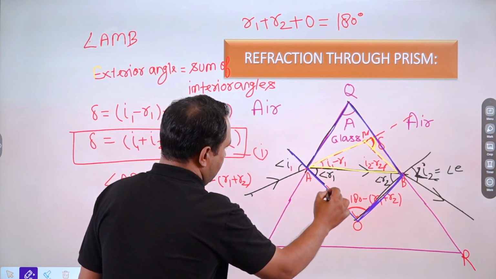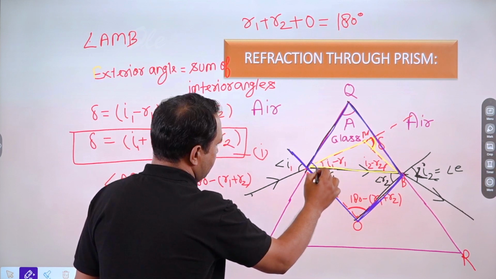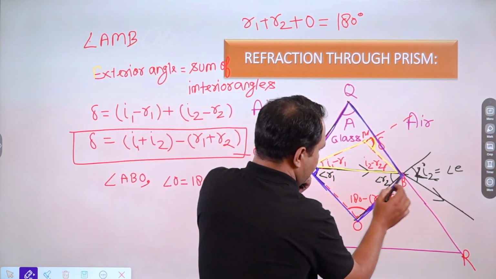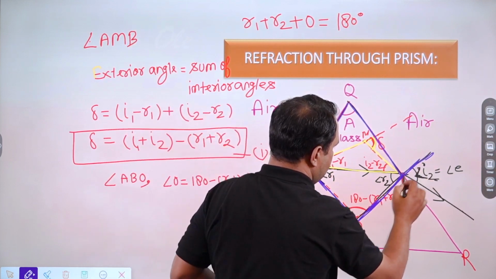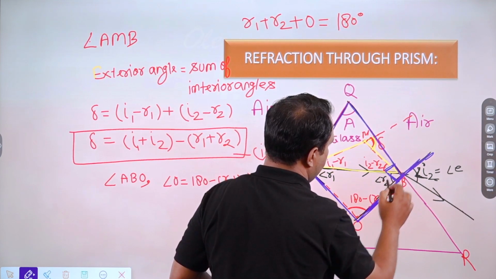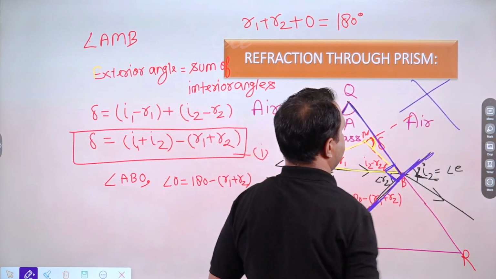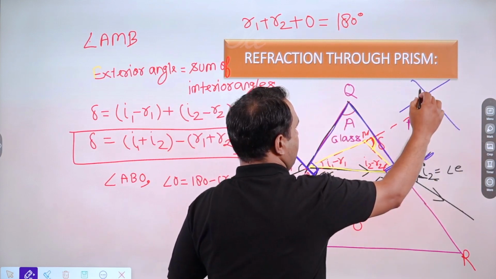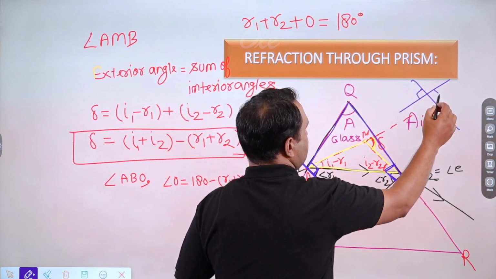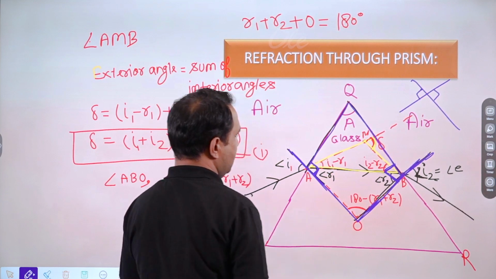Since it is a normal, this angle will be 90 degrees. Similarly, this is a normal, and this is a normal, so this angle will also be 90 degrees. We are drawing a normal on this surface, right? So how much will this angle be? 90 degrees. This will also be 90 degrees. So we took this as 90 degrees and this is 90 degrees.